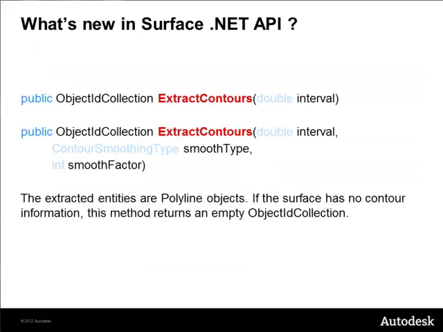ExtractContours is now available in .NET. This function extracts the surface contour information from the terrain surface at a specified elevation interval. The overloaded method takes additional inputs like contour smoothing type that defines how surface contours are smoothed, and smooth factor. Smooth factor should be in the range of 0 to 10. A value of 10 generates the smoothest contours.